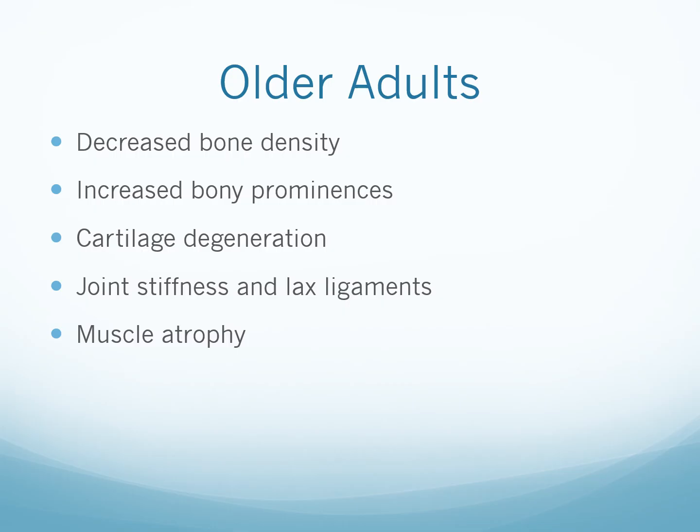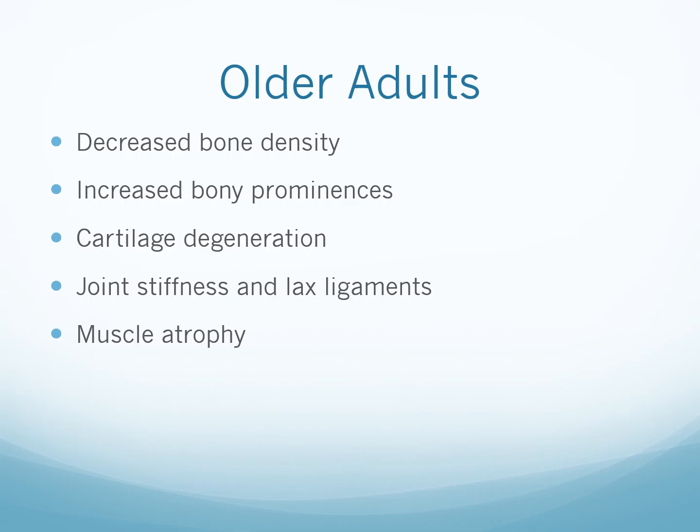You may also notice increased bony prominences. This occurs because of both decreased muscle mass and changes in subcutaneous tissue. So bones may appear more visible or prominent, especially over areas like the clavicles, spine, knees, and hands. Another common change is cartilage degeneration. Over time, the cartilage that cushions our joints wears down, and it leads to stiffness, pain, crepitus, and decreased range of motion. This is commonly seen in patients who have osteoarthritis.